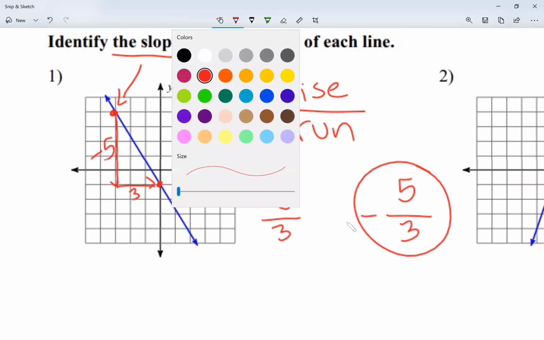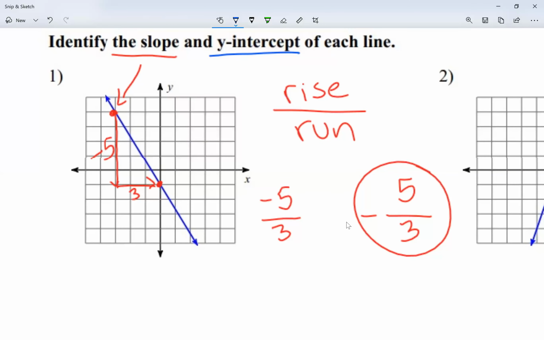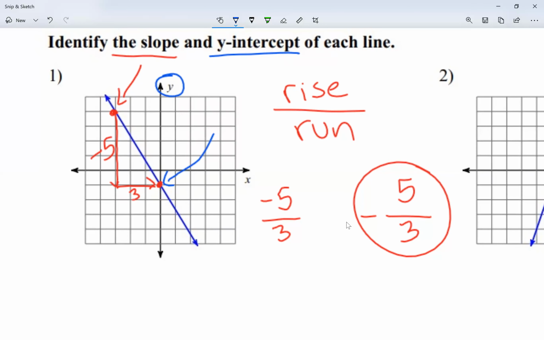Now, let me work on the y-intercept. We can see the y-axis, right? I want to know the point where I cross the y-axis. As a matter of fact, to help you guys out, I labeled it y. The y-axis is that dark line. I want to know where that black line and my line cross. They cross at this point.